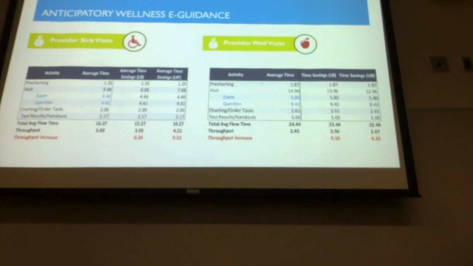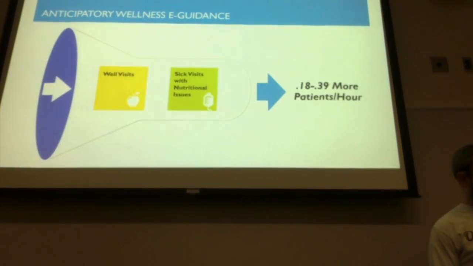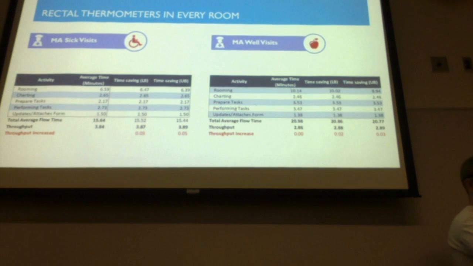Now moving on to the time assessments and the impact assessment. All of these recommendations will essentially lead to a significant throughput increase for provider sick visits, ranging from 0.24 to 0.52 patients per hour, and also a good amount of throughput increase for well visits, which is 0.1 to 0.22 patients per hour. So just to conclude, the anticipatory well-being guidance is related to well visits and sick visits with certain nutrition issues that come after the diagnosis of the patient, and 0.2 to 0.4 more patients per hour. And now Kyle will talk about the rectal thermometer.